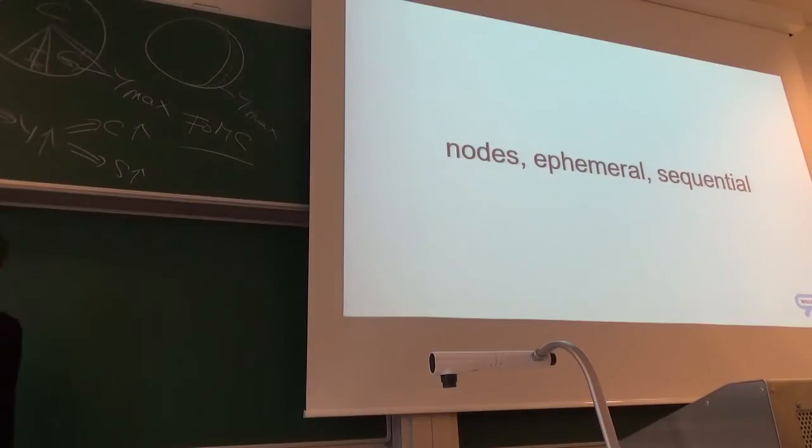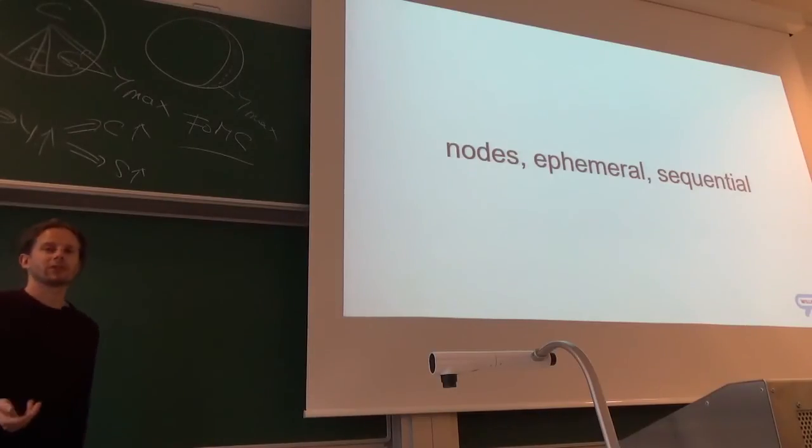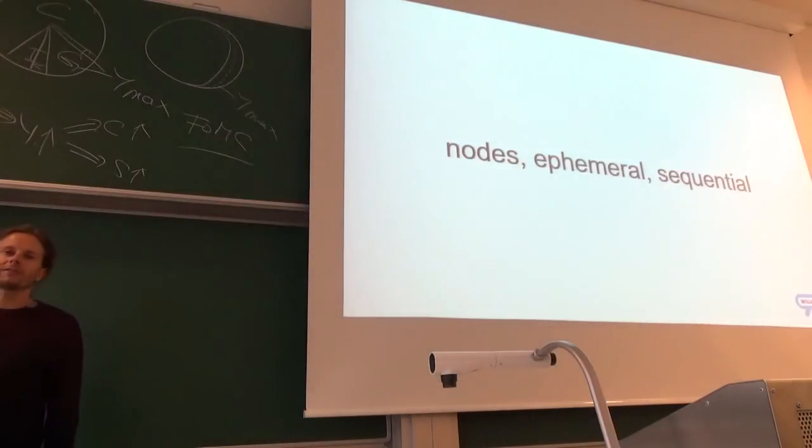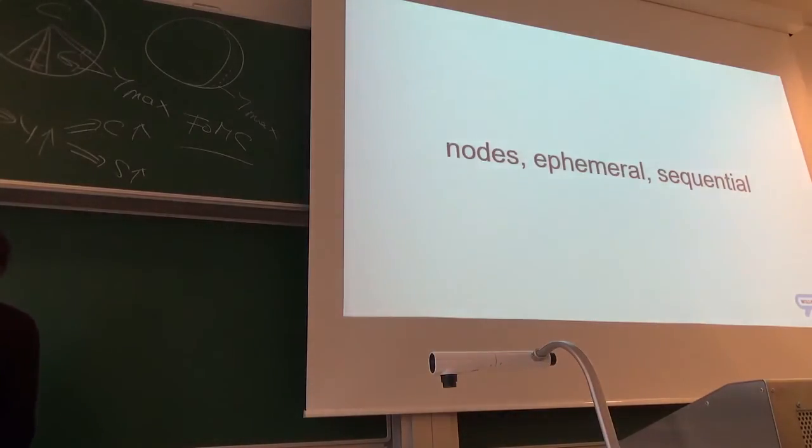Then you can create sequential nodes. Sequential nodes are just nodes with unique names. Just imagine you have a prefix, and then ZooKeeper is going to add a number to it, and the number is incrementing. And you can combine the stuff. So you can have an ephemeral sequential node.